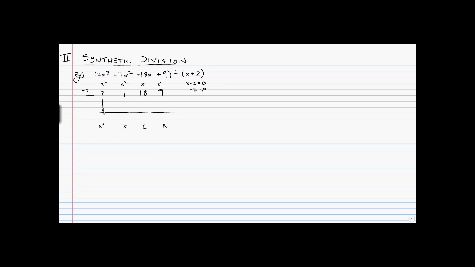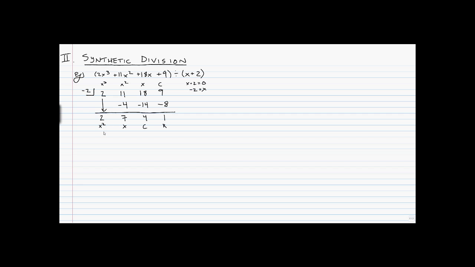So first thing, we're going to bring down the 2, which gives us 2x squared. 2 times negative 2 is negative 4. 11 plus negative 4 is 7. 7 times negative 2 is negative 14. 18 plus negative 14 is positive 4. 4 times negative 2 is negative 8, and 9 plus negative 8 is positive 1. And so there we've done the synthetic division.